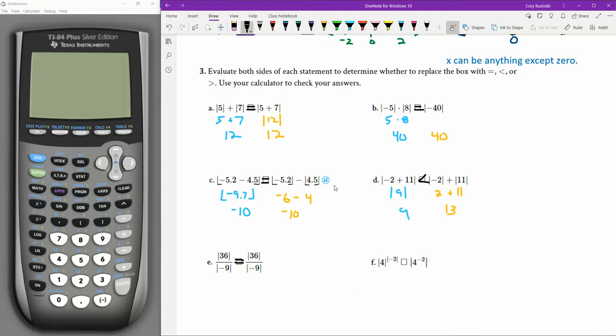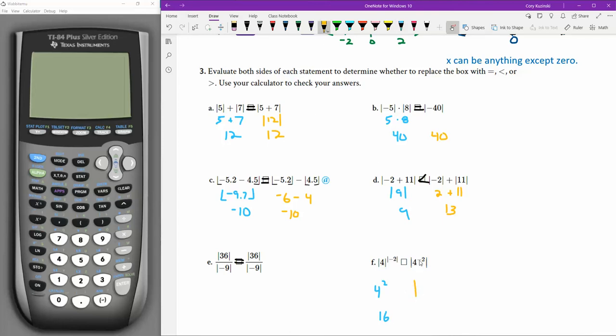I'm not even going to bother simplifying them. And then F, absolute value of 4 is 4. Absolute value of this negative 2 is 2. So there we're doing 16. 4 squared is 16. Whereas on the right, I know we love negative exponents.